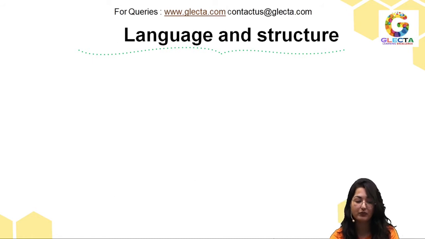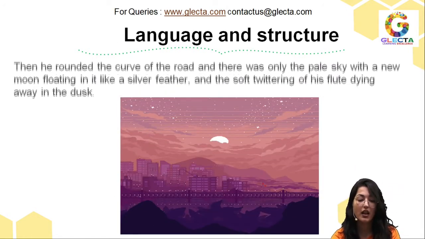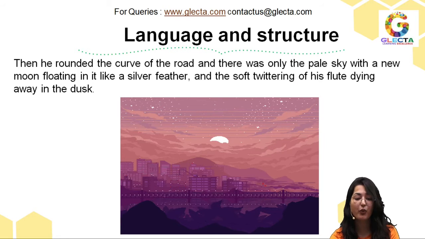Then he rounded the curve of the road. There was only the pale sky with the new moon floating in it like a silver feather, and the soft twittering of his flute dying away in the dusk.